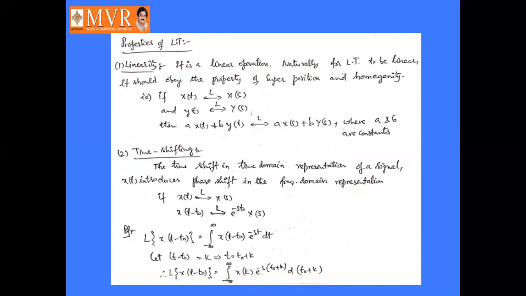And the next one is the time shifting property. The Laplace transform of x(t) is X(s). Then the Laplace transform of x(t - t0) is e^(-s t0) times X(s). Let t - t0 be k, so t becomes t0 + k, and dt is d(t0) plus dk, that is 0 plus dk.